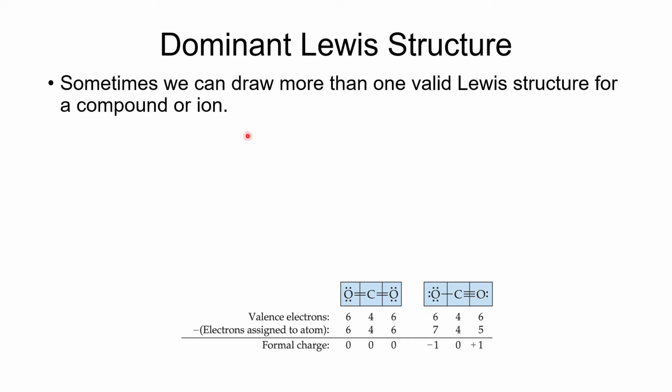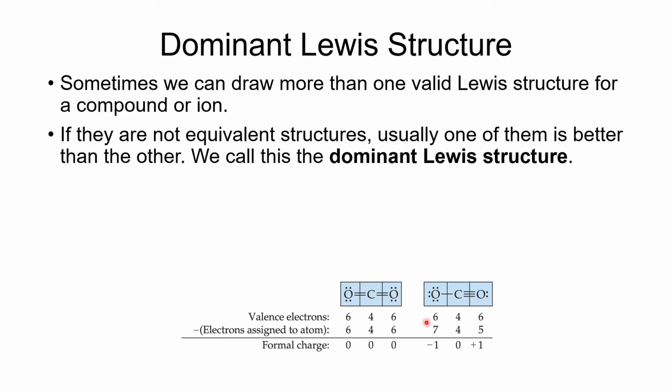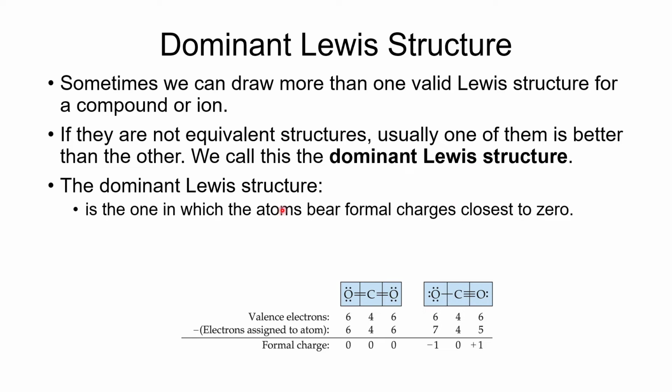All right. If they're not equivalent, so these are not equivalent structures, one of them is better than the other, usually. And we call the one that's better the dominant Lewis structure. So it's our dominant structure. So the dominant Lewis structure we'll find is going to be the one in which the atoms bear formal charges closest to zero. You'll notice the formal charges on all of these atoms are all zero, whereas on this one we've got one that's positive one and one that's negative one. And so the one where they're all close to zero, that's usually better.